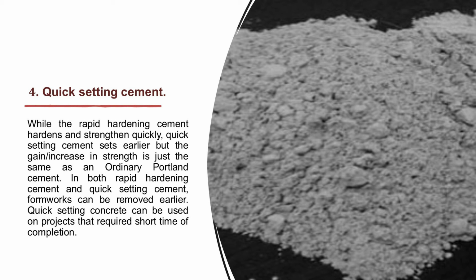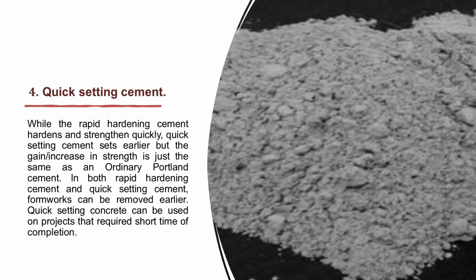Next is quick setting cement. While the rapid hardening cement hardens and strengthens quickly, quick setting cement sets earlier, but the gain or increase in strength is just the same as an ordinary Portland cement. In both rapid hardening cement and quick setting cement, formworks can be removed earlier. Quick setting concrete can be used on projects that require a short time of completion.